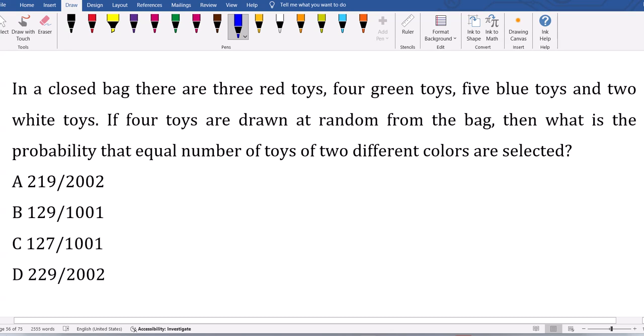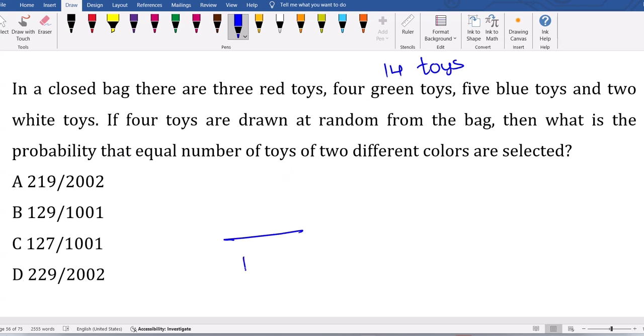There are 3 red toys, 4 green toys, 5 blue toys and 2 white toys. So totally 3 plus 4, 7, 7 plus 5, 12, 12 plus 2, 14 toys. So 4 toys to be drawn. So probability is favorable out of total. So you want 4 toys, 14 among them take 4. Now favorable is what? Equal number of toys of 2 different colors are to be selected.